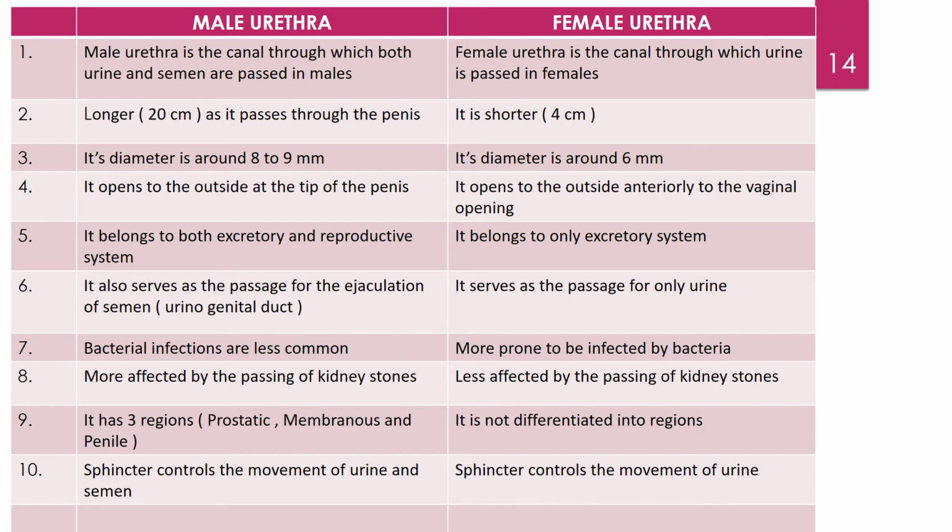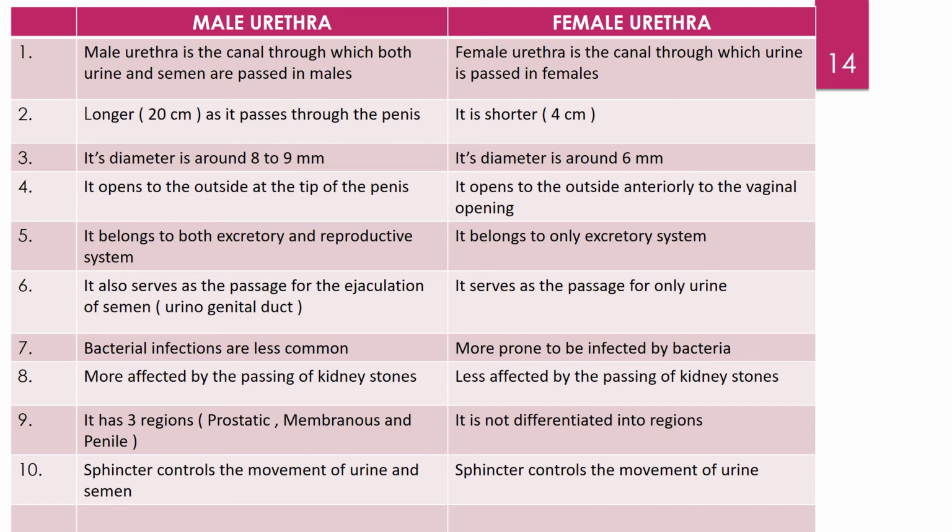Point number 8, male urethra is more affected by the passing of the kidney stones, whereas the female urethra is less affected by the passing of the kidney stones, obviously because it's shorter. Point number 9, male urethra has three regions. The prostatic urethra, that is the part which passes through the prostate gland. Then the membranous urethra, a small part between the prostate gland and the penile region. And the last part is the penile urethra, whereas the female urethra is not differentiated into any regions.